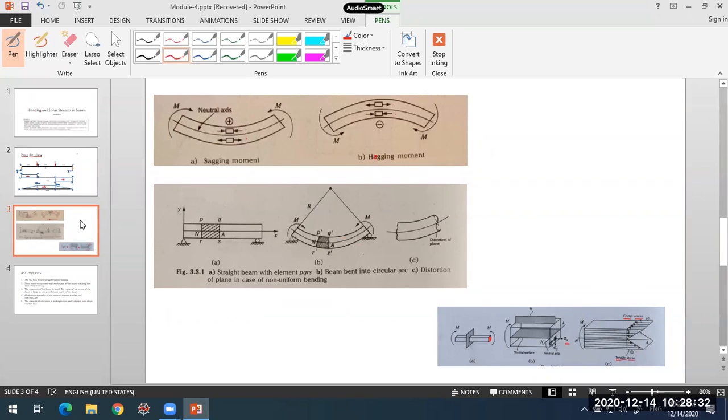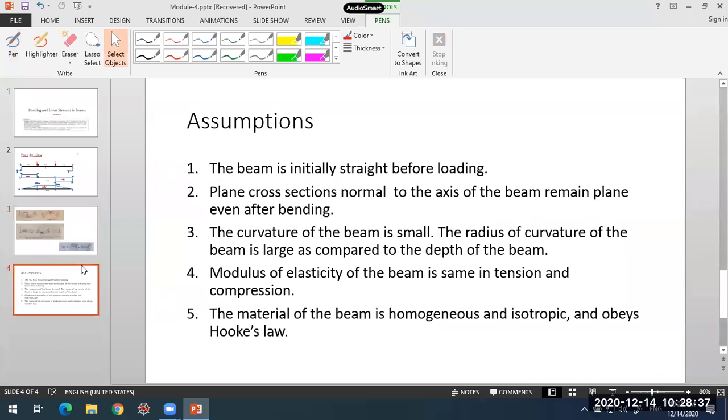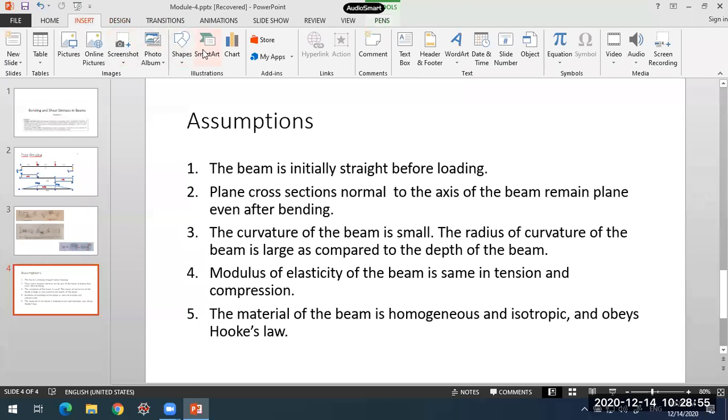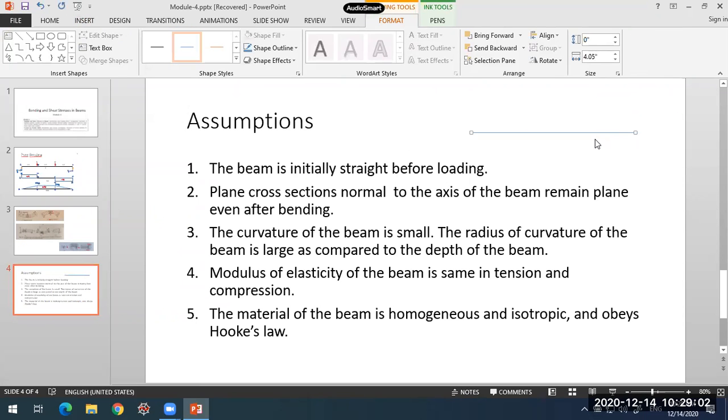Now before we get into any derivation or further, we have some assumptions which are taken up in this study of bending stresses and the shear stresses. So what are these assumptions? The first assumption is the beam is initially straight. That is, the beam will be straight initially before you apply the load. It is not in any curved form. It is not bent. It is perfectly straight. That is what this assumption means.